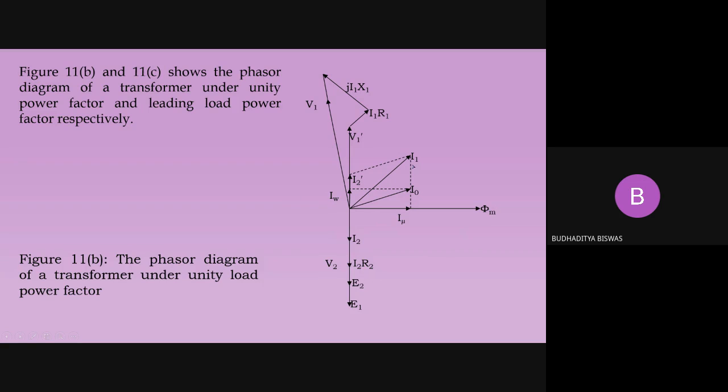So once you get the value of I1, I1 R1 should be in the same axis. J I1 X1 should lead the primary current I1 by an angle of 90 degrees. And the voltage drop across the resistance, reactance, and the winding gives the primary supply voltage V1. And the angle between primary supply voltage and the supply current I1 is phi1. So that is the phasor diagram of the transformer under unity power factor load.